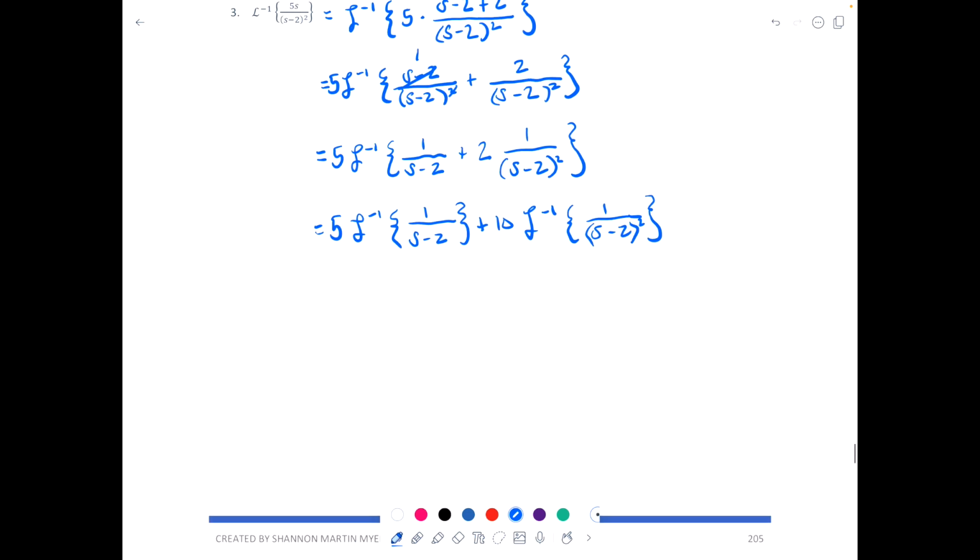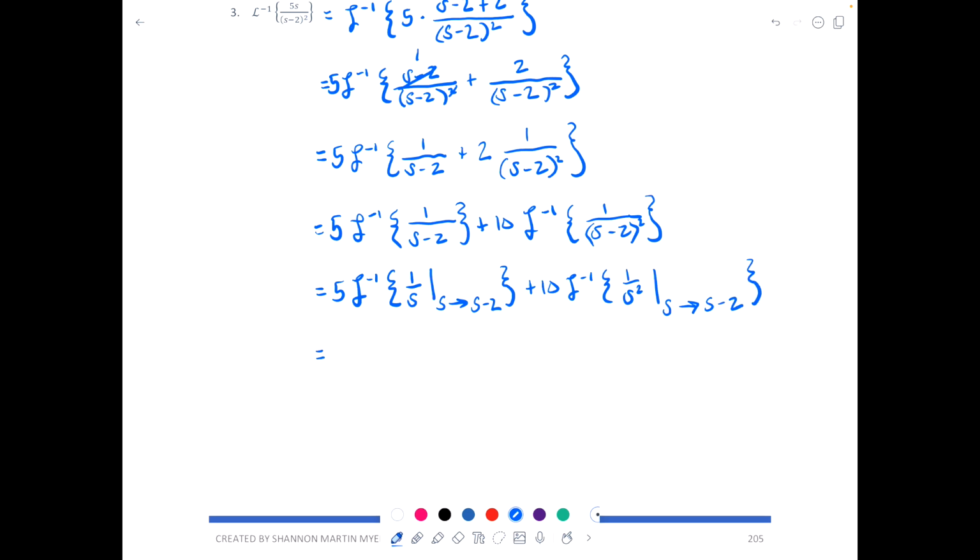Now, working backwards, this would be 5 times our inverse Laplace transform of 1 over s, right? And that is going to go as s approaches s minus 2. Good so far? And then plus 10 times the inverse Laplace transform of 1 over s squared. And then we're going to have s approach s minus 2.